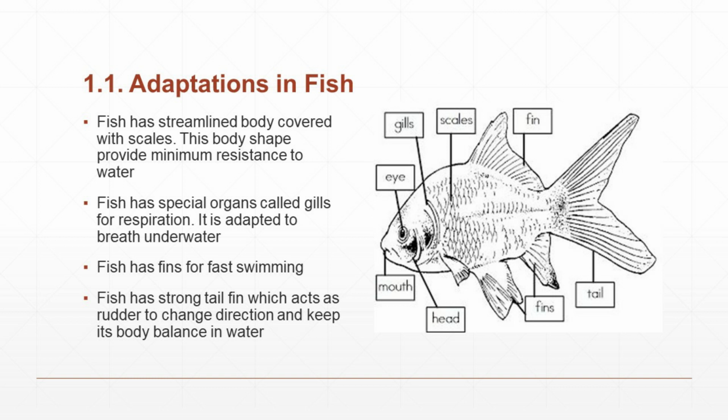Next, the fish has a special organ called gills, which is a respiratory organ. It helps to absorb oxygen dissolved in water for breathing. It is adapted to breathe in water.